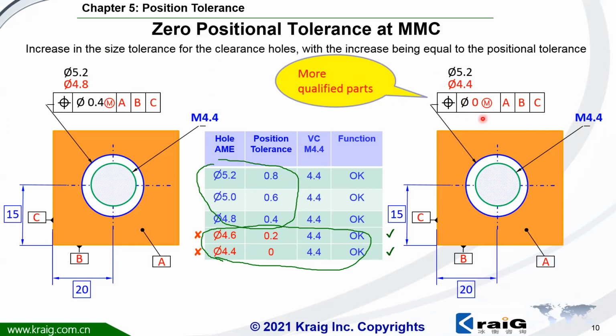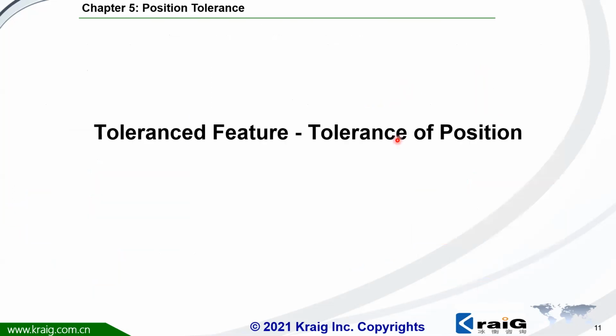0M is not equal to 0. 0M is used to increase the size range or size tolerance of the feature of size, and at the same time guarantee the function of these parts. All right. Next, we're going to talk about the tolerance feature.